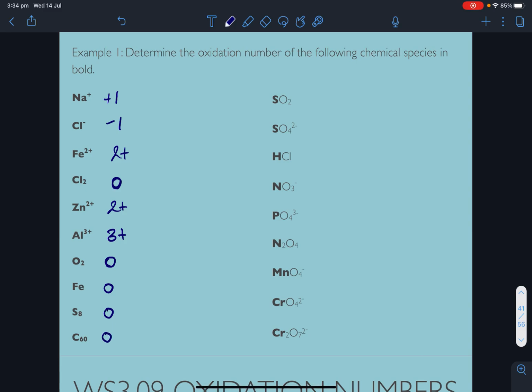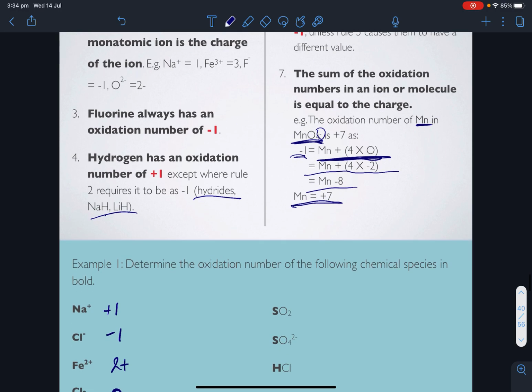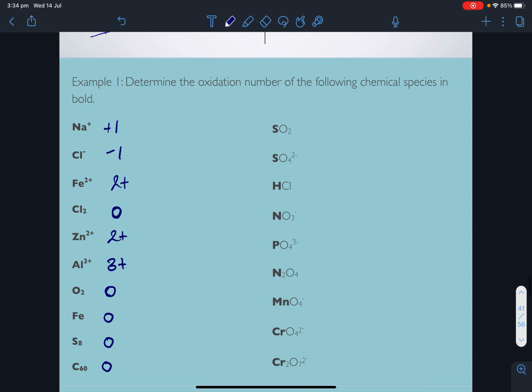Here we've got some molecules. So sulfur dioxide, and we're going to use rule 7. The sum of the oxidation numbers of an ion or molecule equals the total charge. What's the total charge? 0, sulfur dioxide is not charged. So 0 equals the oxidation number of sulfur plus 2 times the oxygen, which equals sulfur plus 2 times -2, which equals sulfur minus 4. Add 4 to both sides. Sulfur's oxidation number is +4.